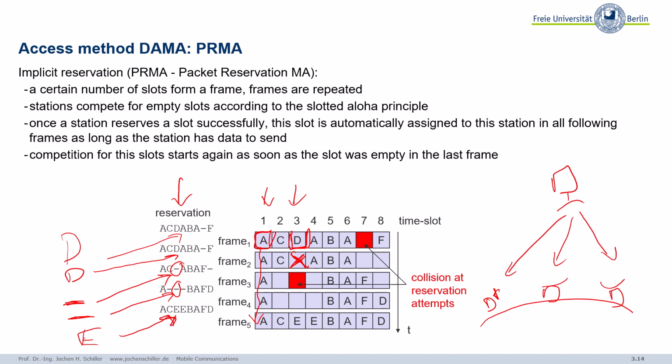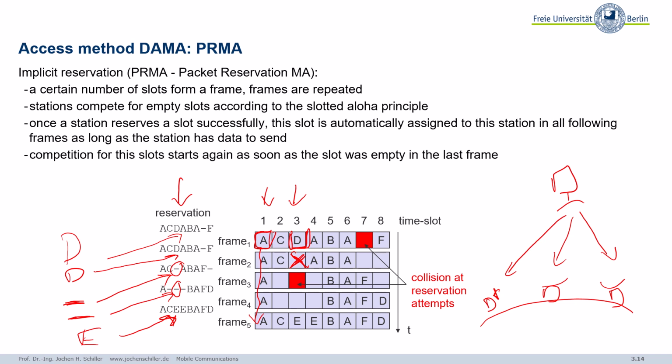E is now the owner of time slot 3. Now everyone knows from this point onwards only E is allowed to transmit something in this time slot. So the same can also happen without any collisions. Just have a look at time slot 2 or time slot 8.